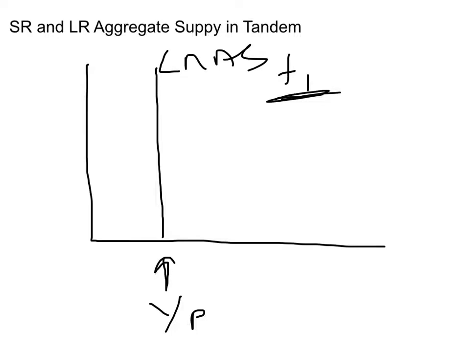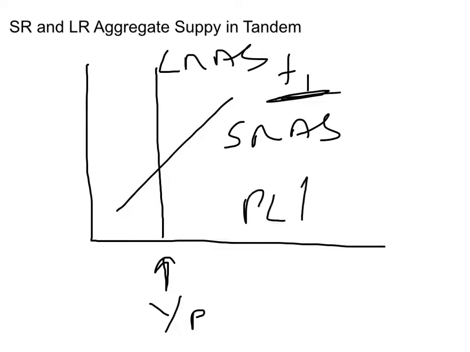This one here is the short run aggregate supply curve going in. Now how does this one work? As the price level goes up, the quantity supplied goes up in the short run. How could that be? Alright, just turning the page.